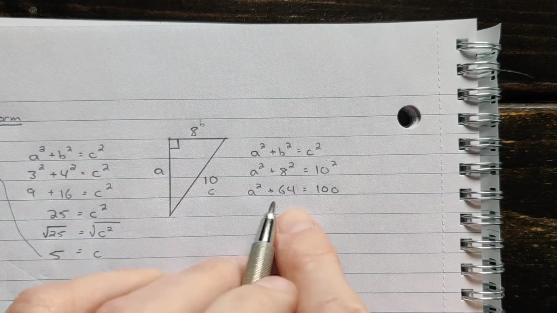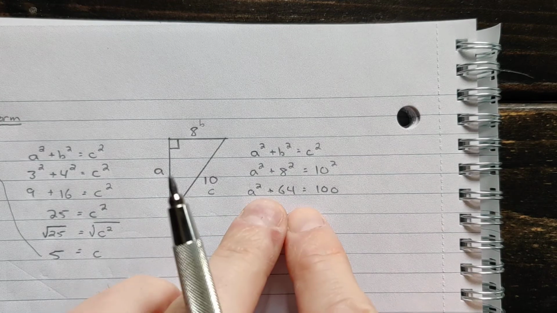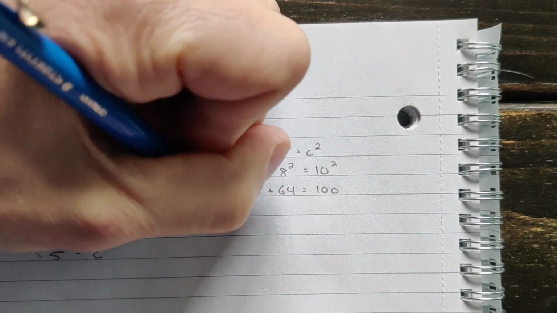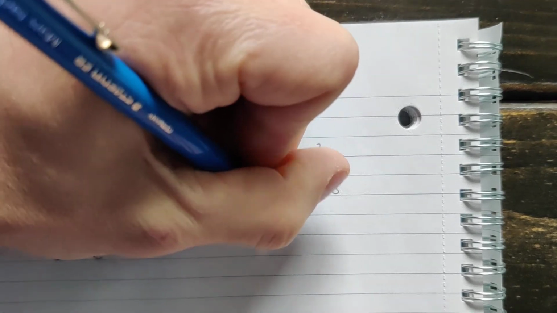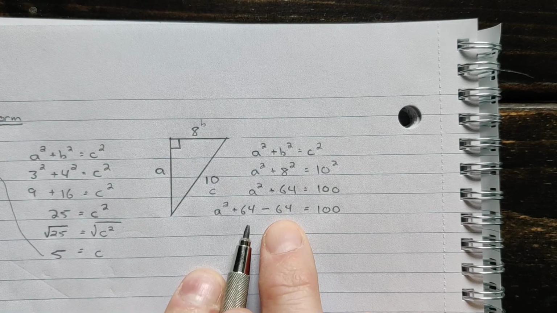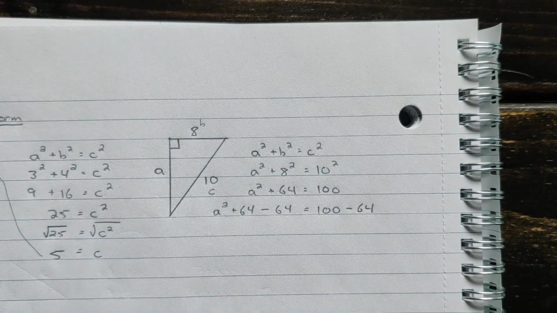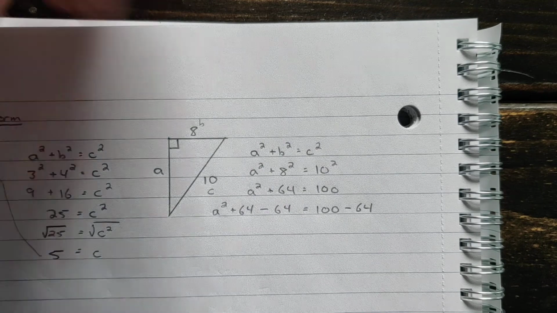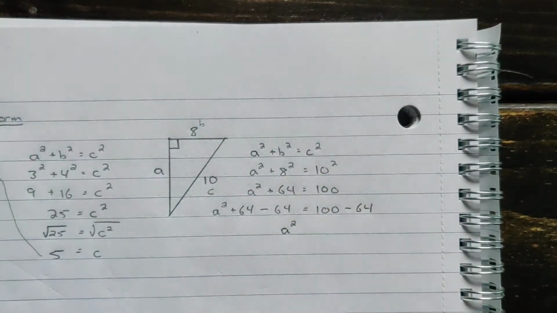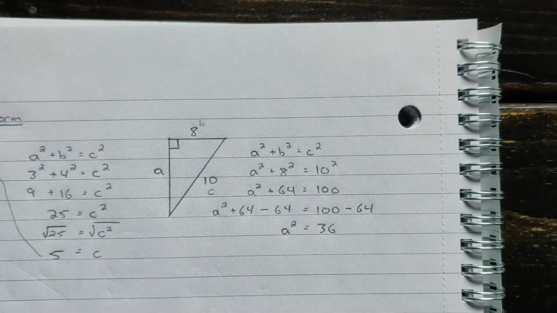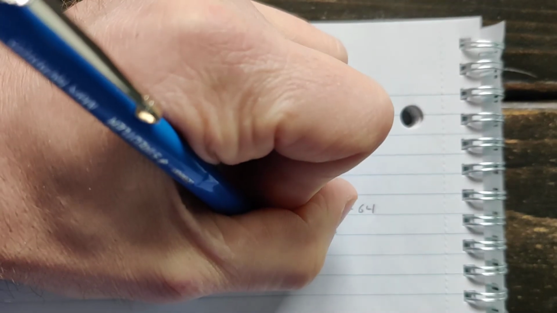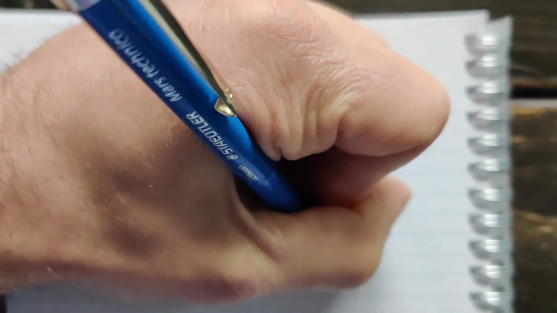Now we're adding 64 to this side. If we want to get rid of the 64 from this side, we have to subtract it. So we have A squared plus 64 minus 64. Because we subtracted something from one side, to keep everything equal, we have to do the same thing on the other side. So we subtract 64 from both sides. 64 minus 64 goes away to 0, and we're left with A squared. On the other side, 100 minus 64 is 36. Now we take the square root of both sides, square root of A squared, square root of 36, and we're left with A equals 6.